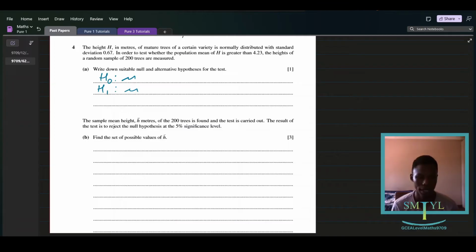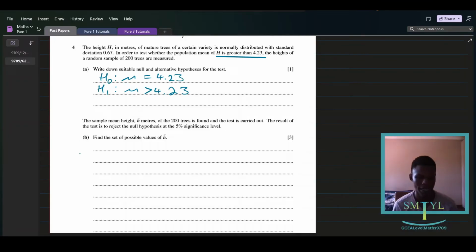So we are told that in order to test whether the population mean of h is greater than 4.23, we're testing that mu is greater than 4.23. So this would be our alternative hypothesis. That means that our null hypothesis would be mu is equal to 4.23. Let's move on to the next part.